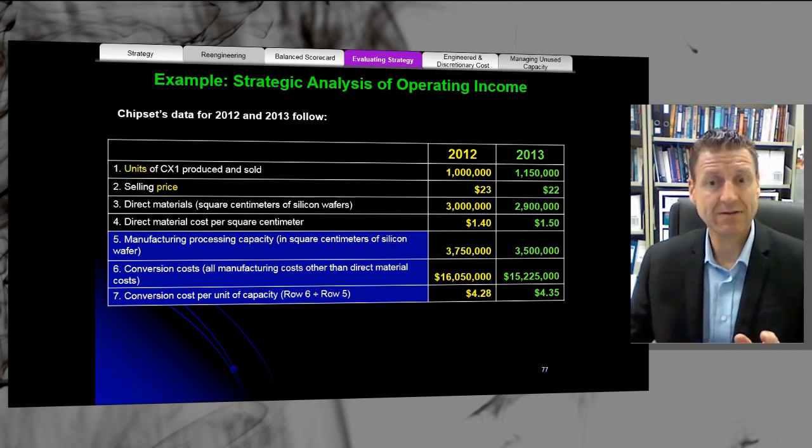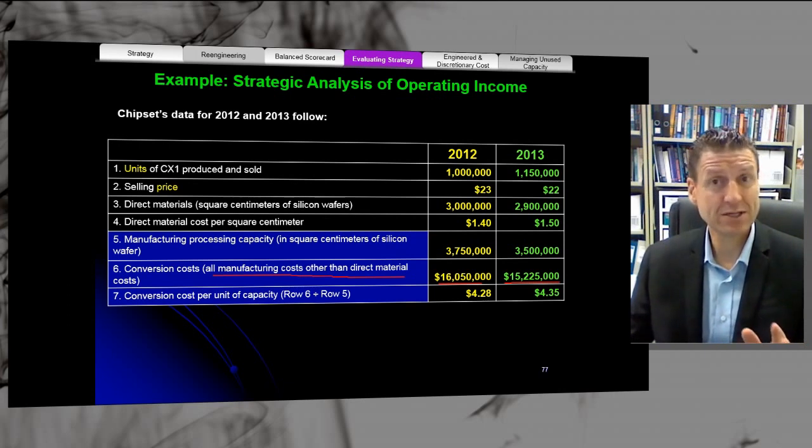Yes, conversion costs, we have a total cost here of $16 million. That is all manufacturing costs other than direct material costs. So direct labor, indirect labor. What else? We've got direct overhead, indirect overhead. So we've basically got direct and indirect labor, and then we've got overhead, included in these conversion costs. Labor and overhead are used to convert raw materials into the final product. You got that, I know.